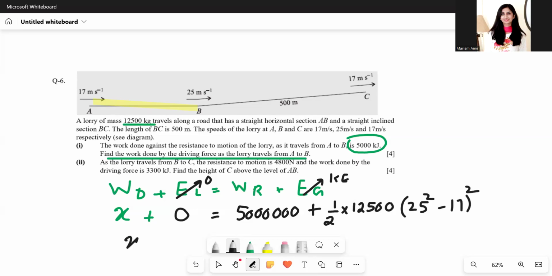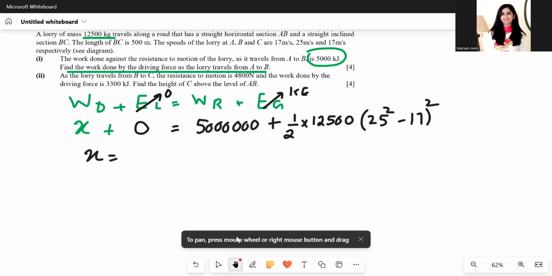Find x from here. So the answer comes out to be 7.1 times 10 power 6 joules. Okay, this is the answer for part 1. Let's take a look at part 2 now.